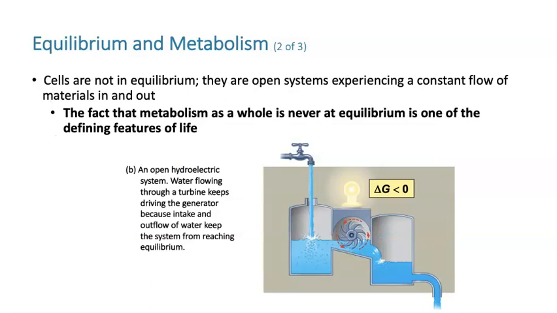Cells are not in equilibrium. Cells are open systems, and so they're constantly experiencing a flow of materials into the cell and out of the cell. It's like from the previous example, if you opened up the top and let a water supply come in, that water would be constantly adding on this side, constantly flowing down the hill, constantly turning the turbine, and then a little outflow at this side. So that's a great example of what an open system is.